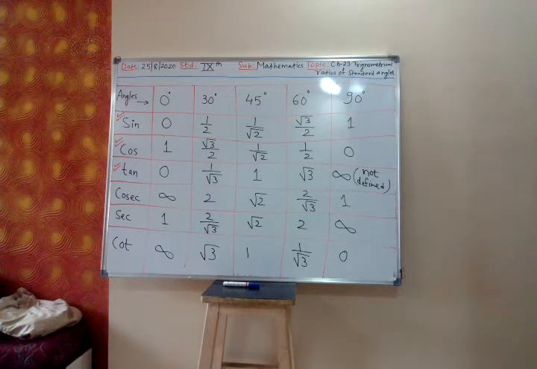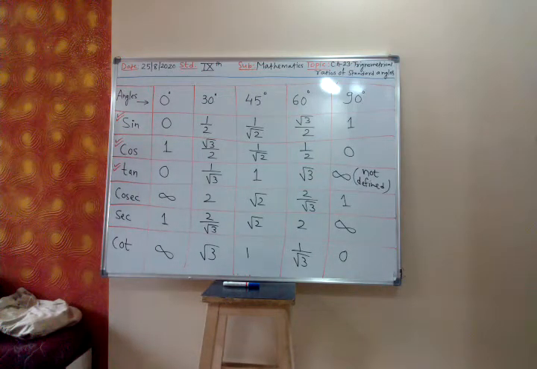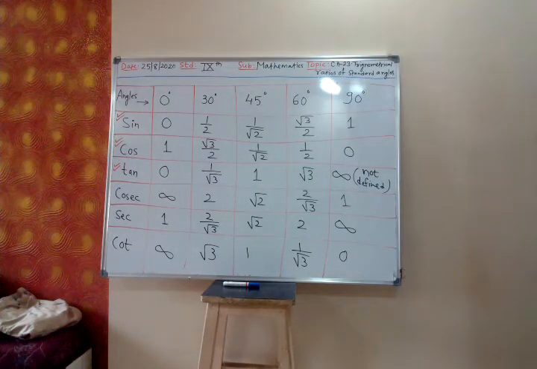No, you have to use this value. See, the previous method we used whenever we were given the triangles. Now whenever standard angles are given directly, just substitute their values and simplify.